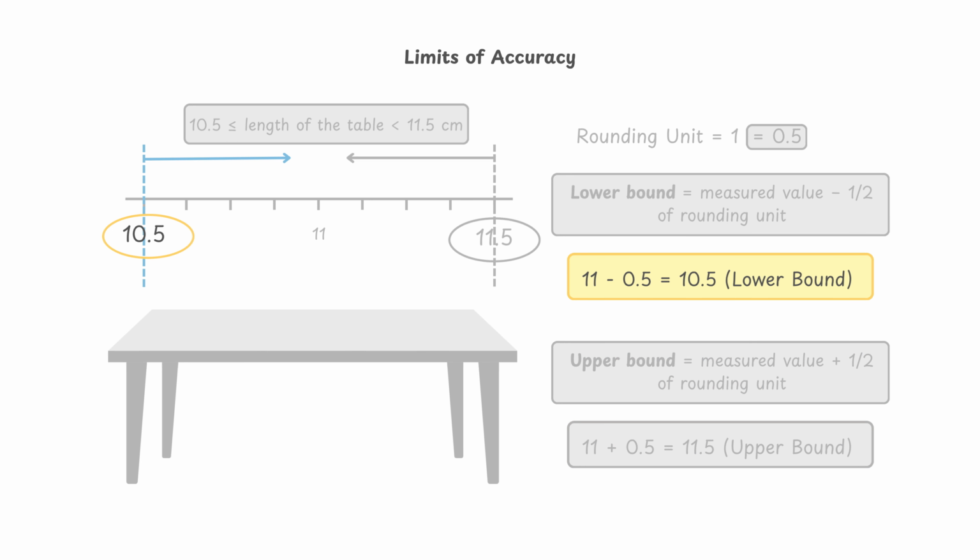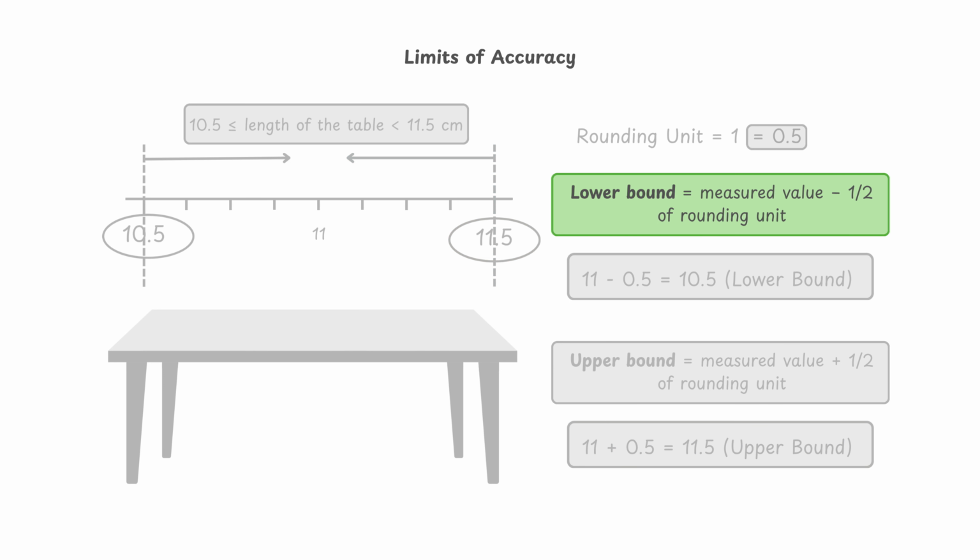The lower bound, 10.5, is included in the range, but the upper bound, 11.5, is not included, because if the value reached 11.5, it would round up to 12 instead. So the actual length must be less than 11.5. This is why we write it carefully using inequalities.